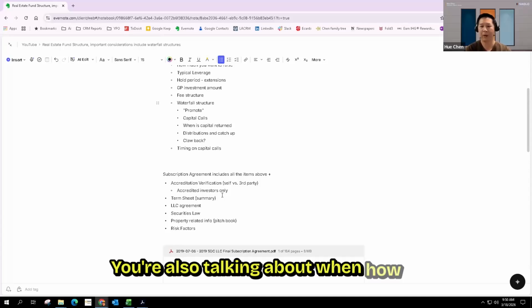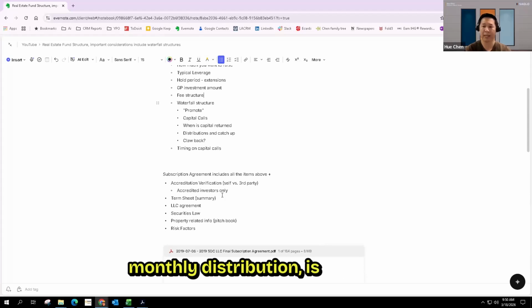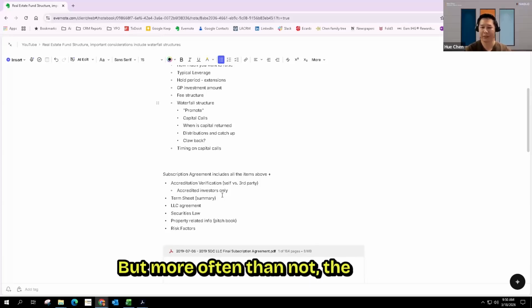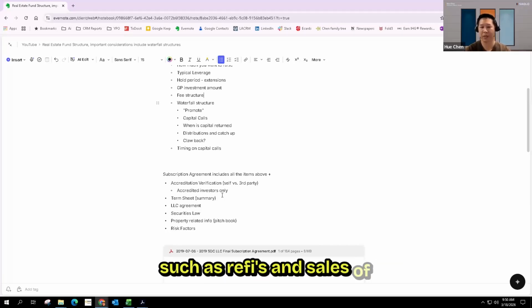You're also talking about how is capital returned? Is it returned as you're distributing annual yield in the life of the fund, that quarterly distribution or monthly distribution, is that yield or is that return of capital? Majority of the time it's yield. In some cases, I've seen that all of that's treated as return of capital until all the capital is returned, and then there's some sort of waterfall after that. I have seen that, but I think for tax purposes, that might have a different type of tax implication. But more often than not, the yield is the yield, and when the capital is returned is during capital events such as refis and sales of properties.